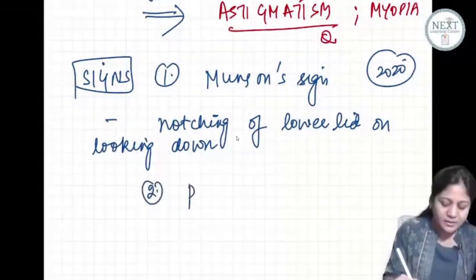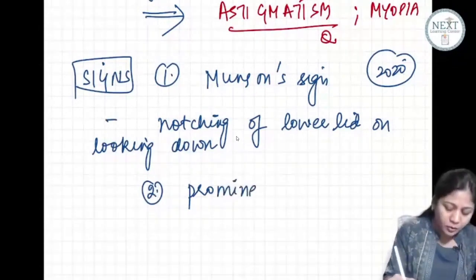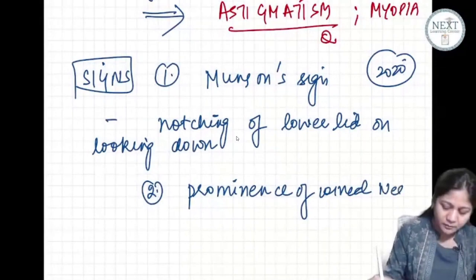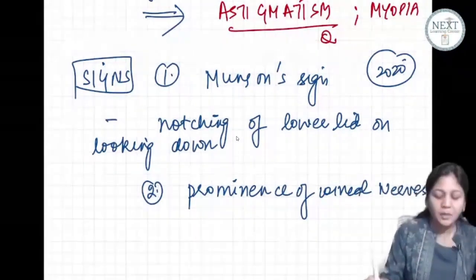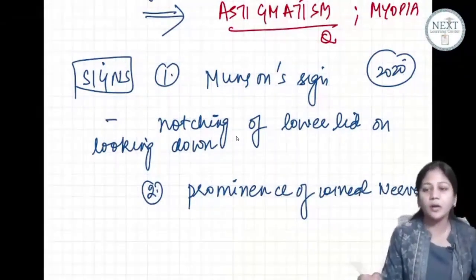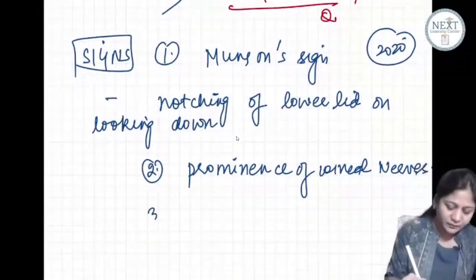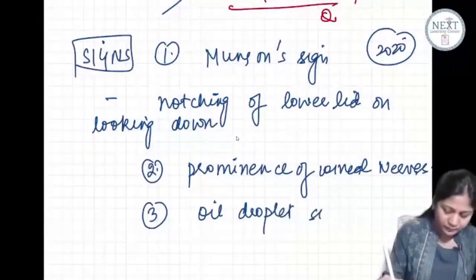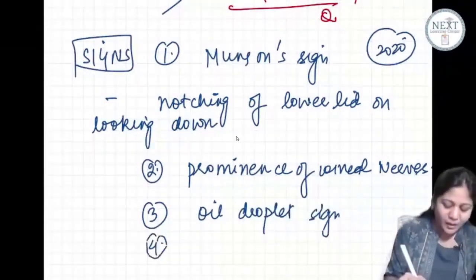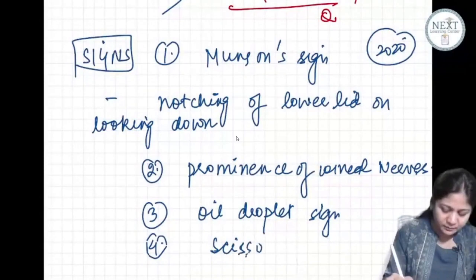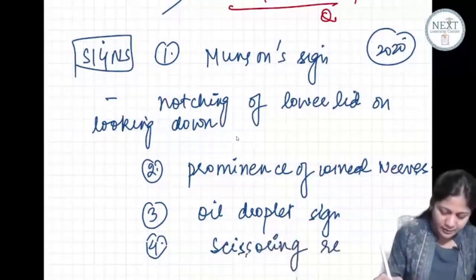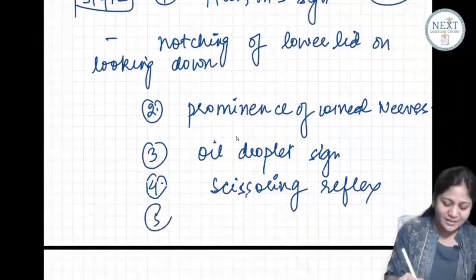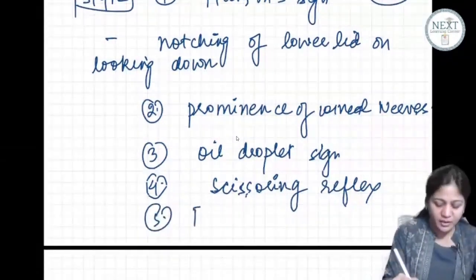The next one is the prominence of the corneal nerves. The corneal nerves become prominent. The next one is oil droplet sign. The next one is scissoring reflex. The next one is Fleischer's ring.